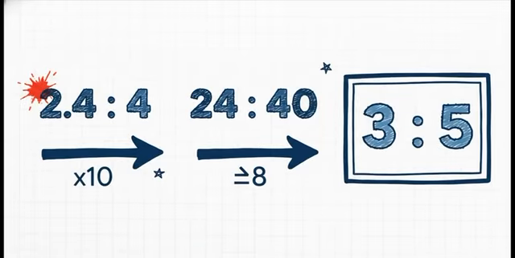Multiply 2.4 by 10, you get 24. Multiply 4 by 10, you get 40. So now our ratio is 24 to 40. And from here, it's easy. We just simplify like we did before. The highest common factor of 24 and 40 is 8. Divide both sides by 8, and you get the beautiful simple ratio of 3:5.